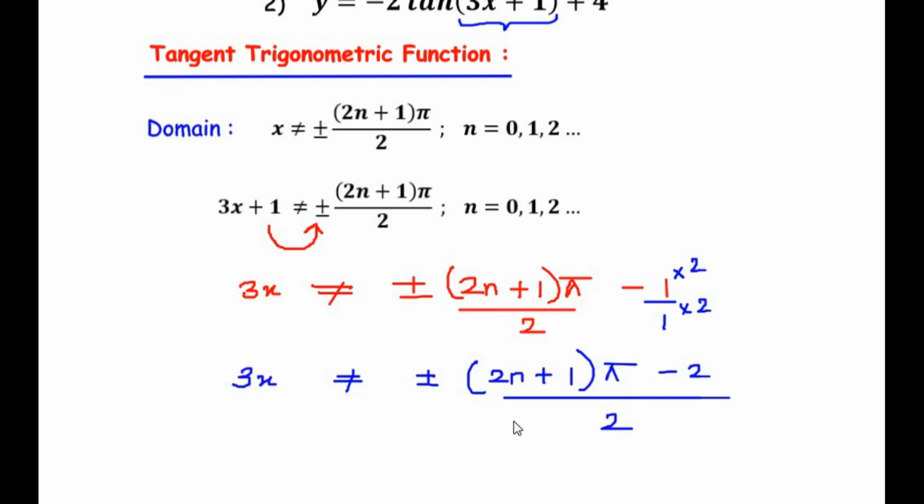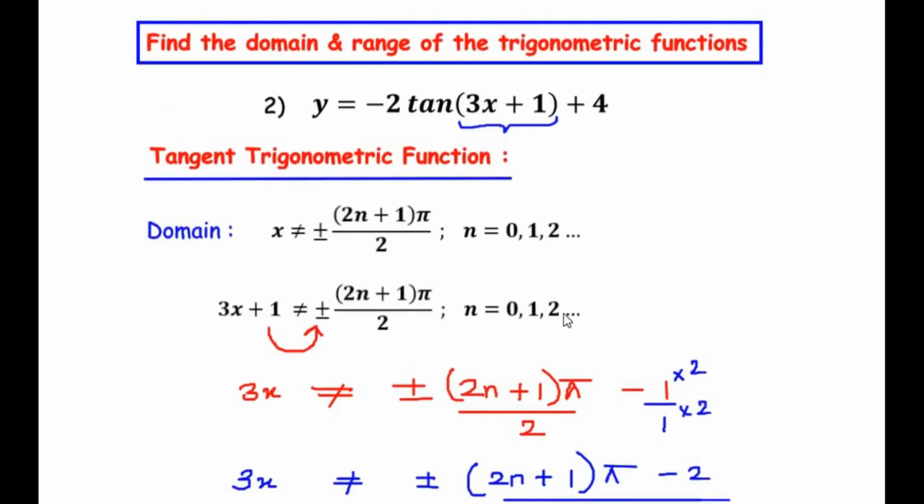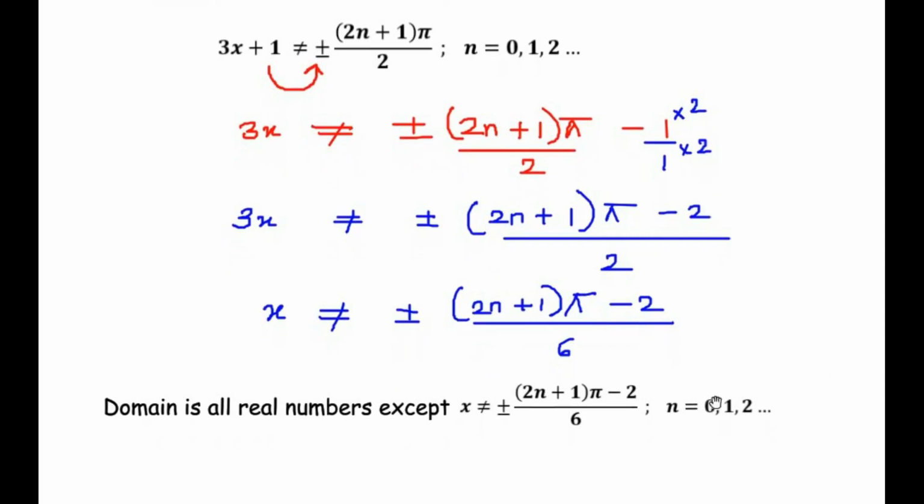So taking 3 on the other side, we can write x should not be equal to plus or minus (2n + 1) times pi minus 2 over, this 2 multiplies with 3 giving us 6. So the domain of this tan function is going to be all real numbers except x equal to plus minus (2n + 1) times pi minus 2 over 6. So let me write here, domain is all real numbers except the calculated value.